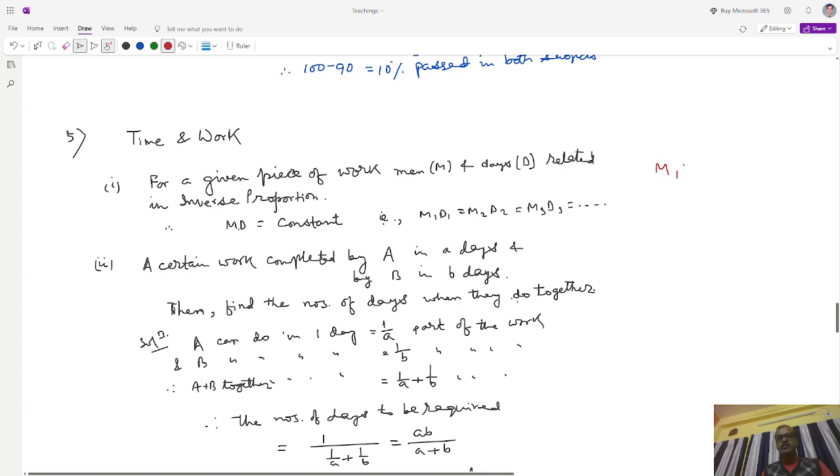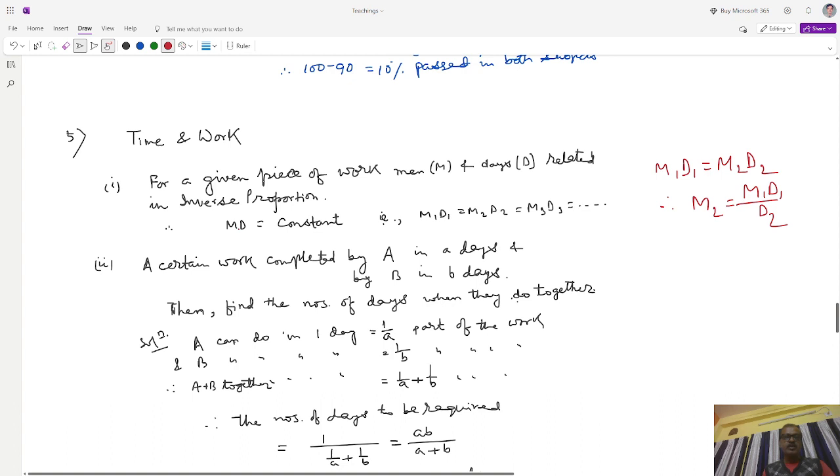If M1, D1, D2 are given, then M2 will be M1 D1 by D2. Like that, if any three of them are given, then the fourth can be found. Okay.